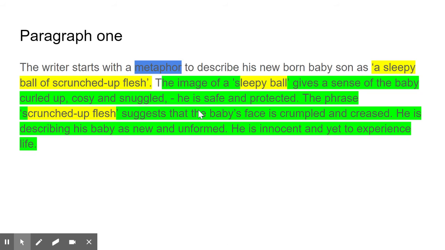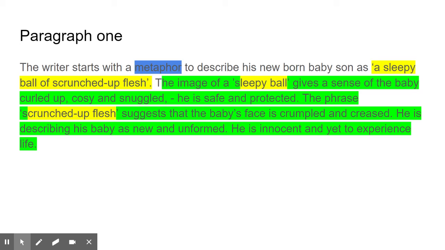Okay. And I know that that's a metaphor because the baby's not a ball of scrunched up flesh, it's a baby. So I've actually named that as a metaphor. So I've given myself some extra points for doing that. So I've got the find in yellow, the analysis in green, and the name. I knew it was a metaphor, so I've got marks for that as well.